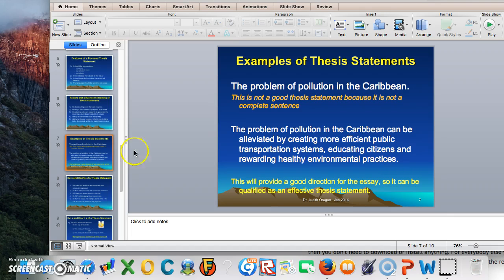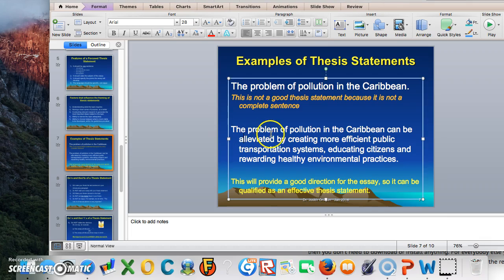However, if we go to the next one, which says the problem of pollution in the Caribbean can be alleviated by creating more efficient public transportation systems, educating citizens, and rewarding healthy environmental practices, we will find that we have 3 main ways by which we want to explain how the problem of pollution can be alleviated in the Caribbean. So this option will provide a good direction for the essay because we know exactly what we want to do. We're not going to discuss every other issue about how to alleviate it. We're only going to be working with these three that we have identified.